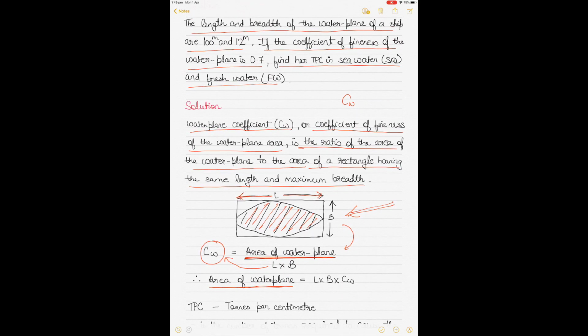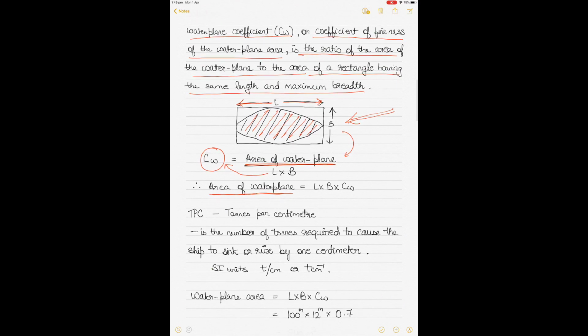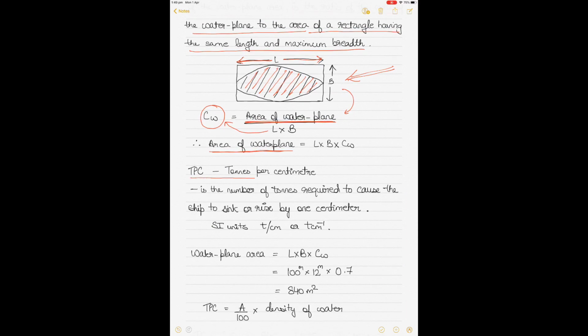So the value of the coefficient of fineness of the water plane is given to you in the question as 0.7. The length and breadth are also given to you as 100 by 12. So you have all this information available to you. But you have to find something called TPC. What is TPC? TPC stands for tons per centimeter. This is the number of tons required to cause the ship to sink or rise by 1 centimeter only.